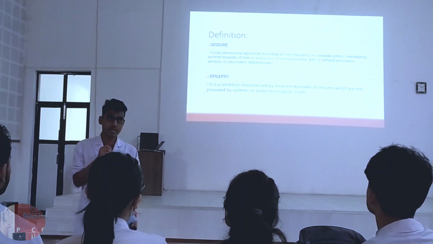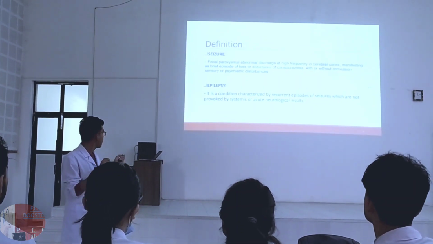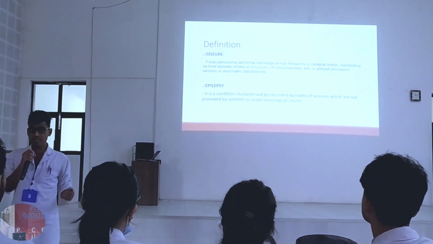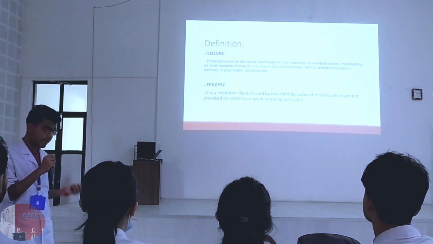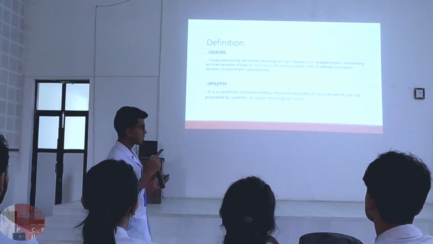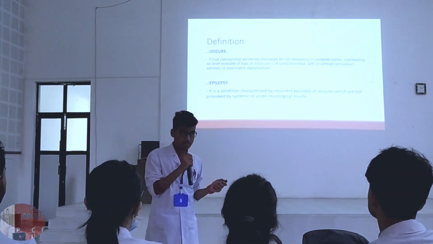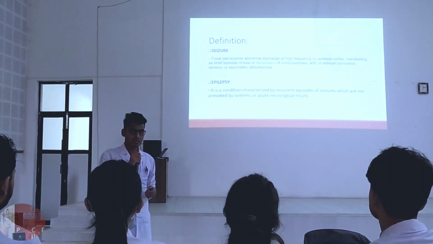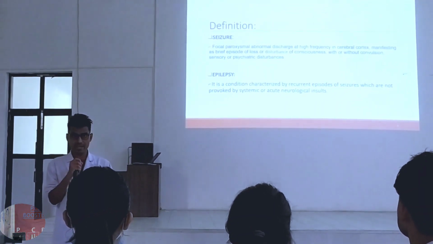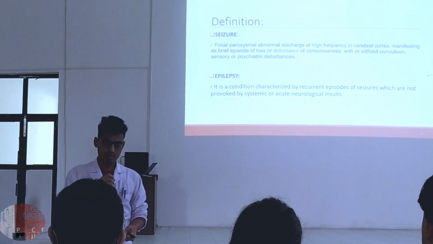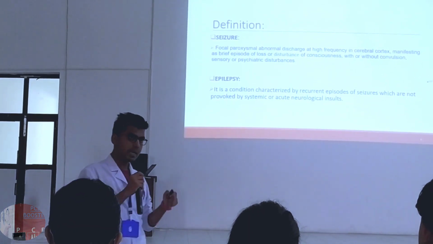First we have to understand what a seizure is. A seizure is a focal paroxysmal abnormal discharge at a high frequency in the cerebral cortex that manifests as either loss or disturbance of consciousness, and that leads to sensory, motor or psychomotor experiences to the patient. Along with seizure, the term epilepsy always comes.